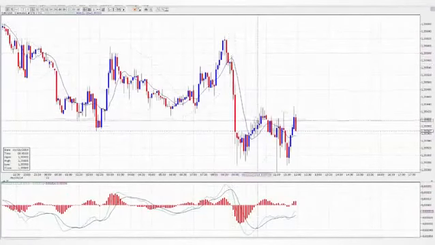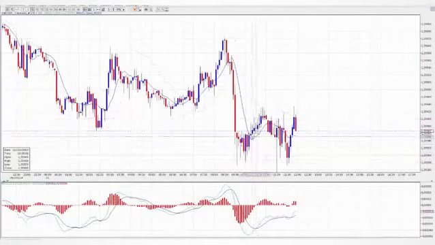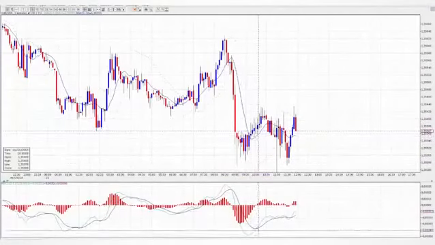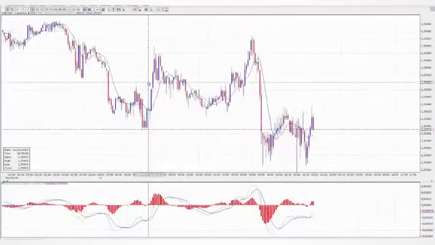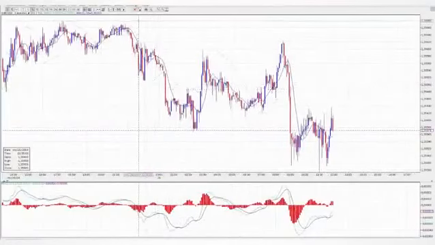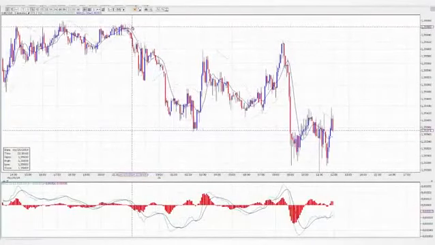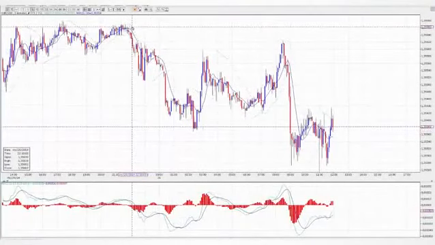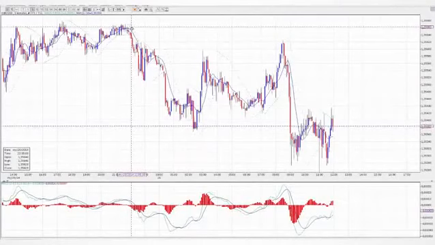Again, here, parabolic SAR going to the other side, moving average changes direction. We've got a crossover. And as you can see, this is a 5-minute chart. So this situation happens a couple of times, I'd say, every 2 or 3 hours. And it's not only the Euro USD. This strategy works on all major pairs.